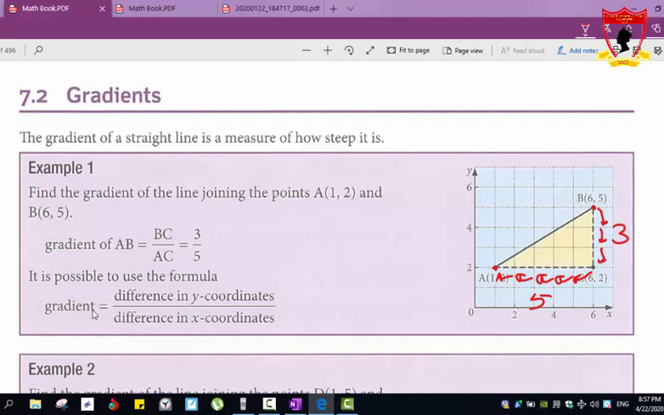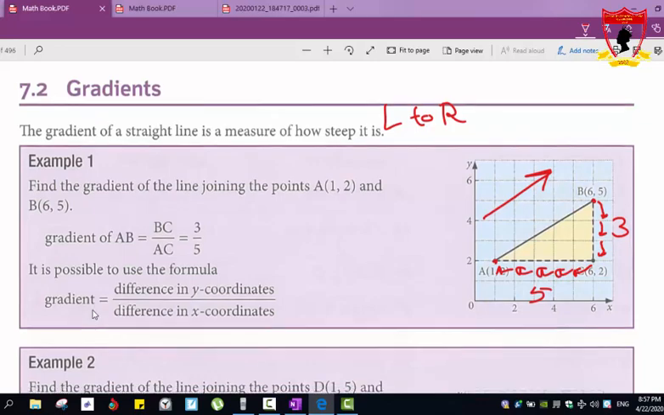This line, if you look at it from left to right, it's going up, so it has a positive gradient. If you see some line that from left to right it's going down, it means this line must have a negative gradient. This one works when you have easy coordinates and easy points.